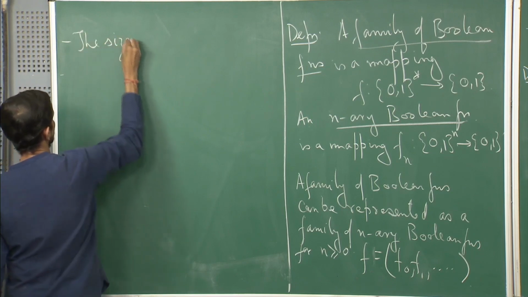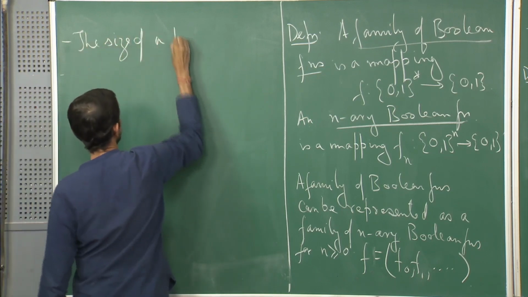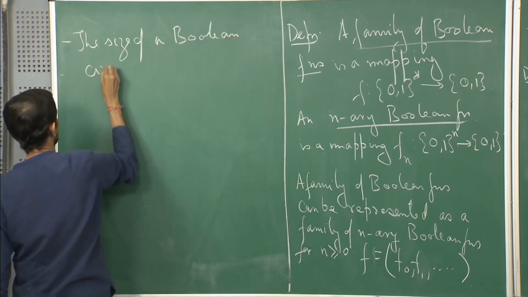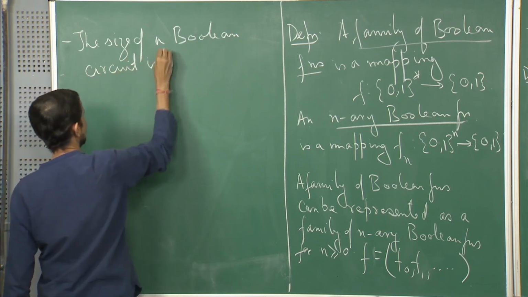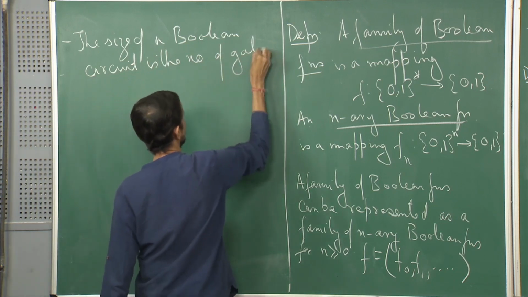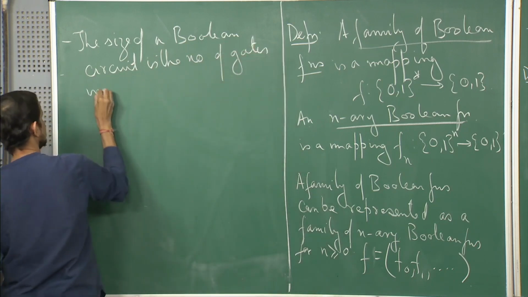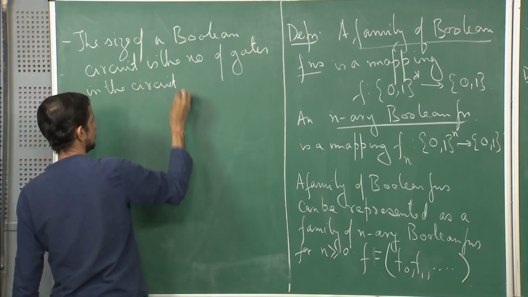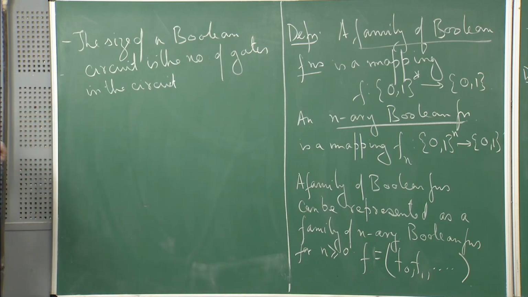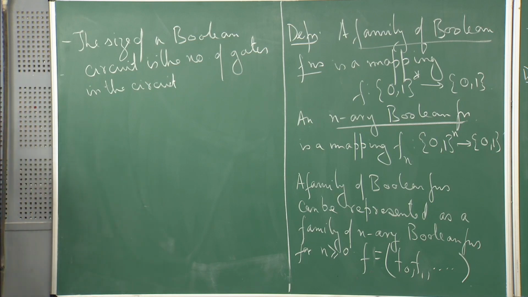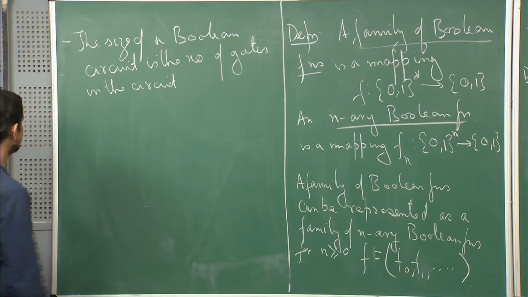The size of a Boolean circuit is the number of gates in the circuit. Usually we don't count the input nodes, so it is the number of nodes of in-degree greater than 0 that are there in the circuit. That is what we refer to as the size of a Boolean circuit.